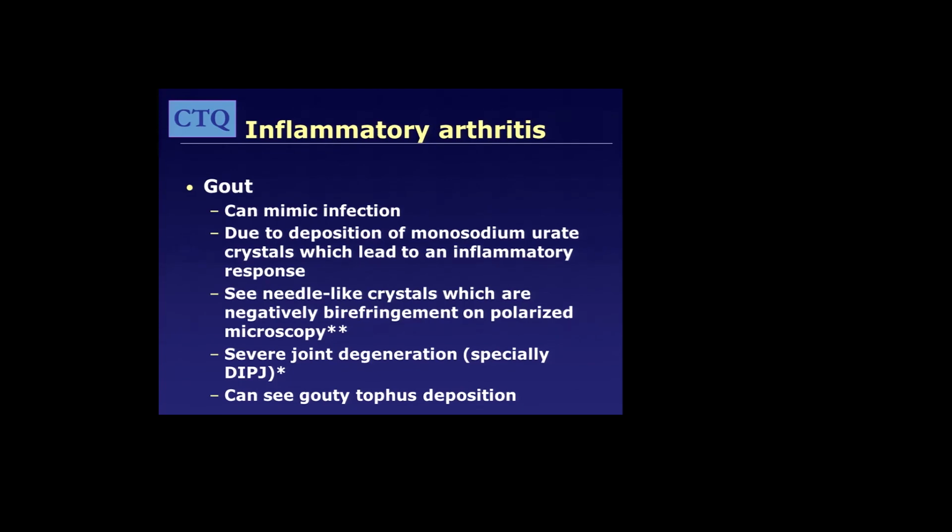Gout in the hand is a great mimicker of infection, so you always have to have that in your differential diagnosis. And in the hand, you can also see deposition of gouty tophus.